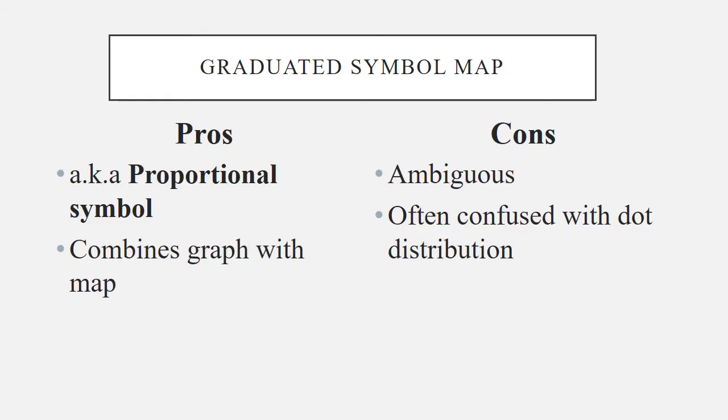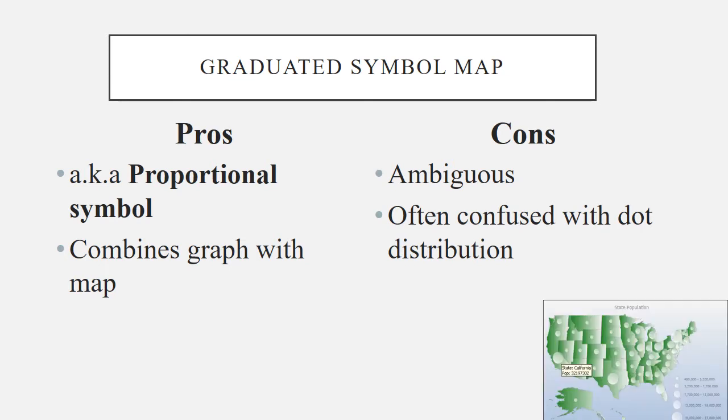Graduated symbol maps, or proportional symbol maps, is what you might see them called sometimes. This has a benefit. All of these are combining graphs with data, but in this case it's a little bit more intuitive, right? The more frequent something is, or the greater degree to which it's occurring in an area, generally you're going to see a larger symbol in that spot. And the less it's happening somewhere, you're going to see a smaller symbol. And that's pretty easy to understand.